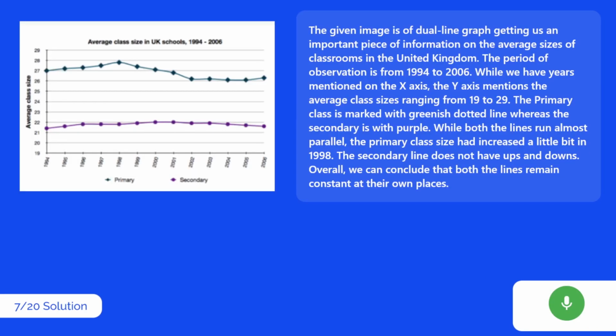The given image is a dual-line graph giving us an important piece of information on the average sizes of classrooms in the United Kingdom. The period of observation is from 1994 to 2006. While we have years mentioned on the x-axis, the y-axis mentions the average class sizes ranging from 19 to 29. The primary class is marked with a greenish dotted line whereas the secondary is with purple. While both the lines run almost parallel, the primary class size had increased a little bit in 1998. The secondary line does not have ups and downs. Overall, we can conclude that both the lines remain constant at their own places.